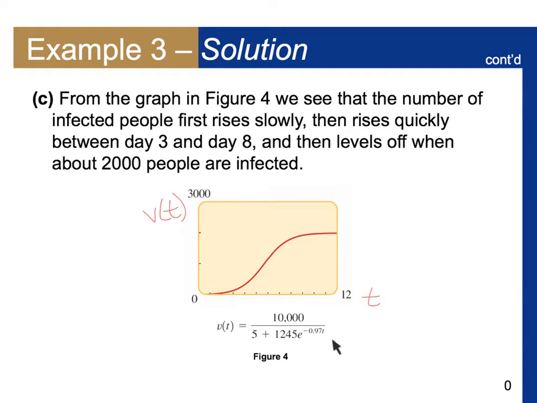So using the exponential function is good for modeling infectious diseases, because that is kind of what happens with a lot of infectious diseases. They start to spread, and then there's a certain period where they start to grow rapidly, and then at a certain percentage of the population, maybe in this case about 1/5 of the population for this model, it starts to level off. So we can see that the number of infected people first rises slowly, then rises quickly between day 3 and day 8, and then levels off when about 2,000 people are infected.